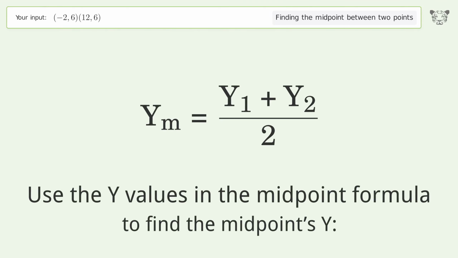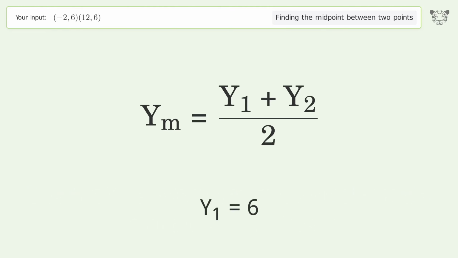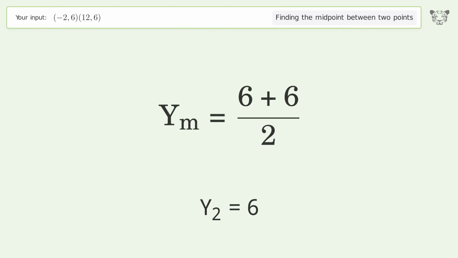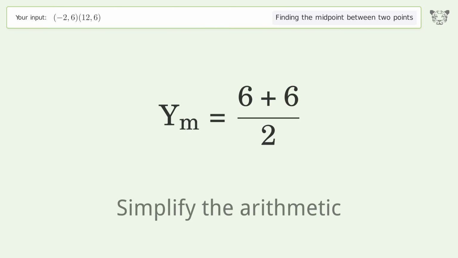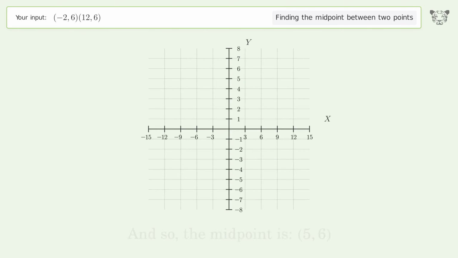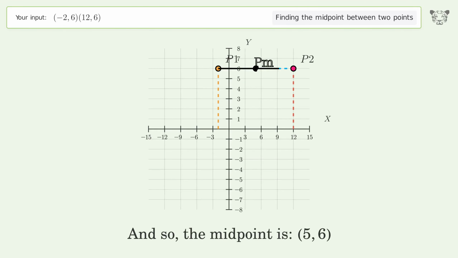Use the y values in the midpoint formula to find the midpoints y. y1 equals 6. y2 equals 6. Simplify the arithmetic. And so, the midpoint is 5,6.